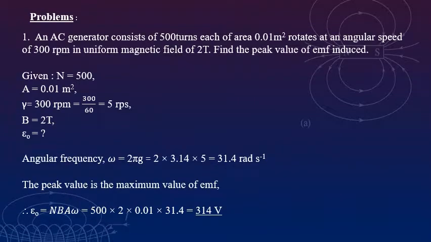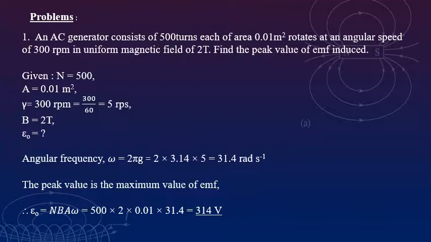Consider an AC generator consisting of 500 turns each of area 0.01 meter square that rotates at an angular speed of 300 rotations per minute in a uniform magnetic field of 2 Tesla. Find the peak value of EMF induced.